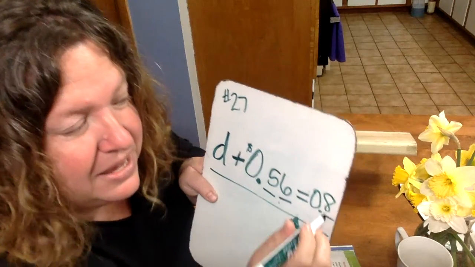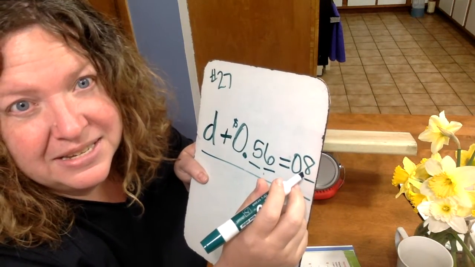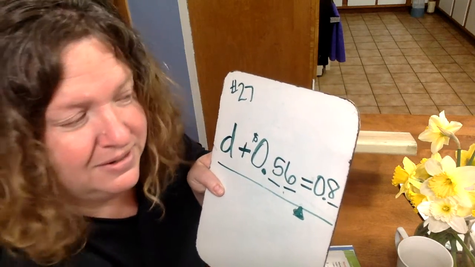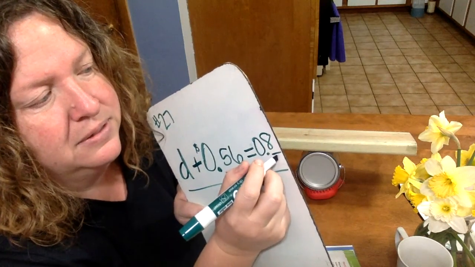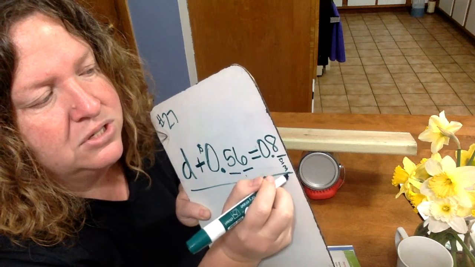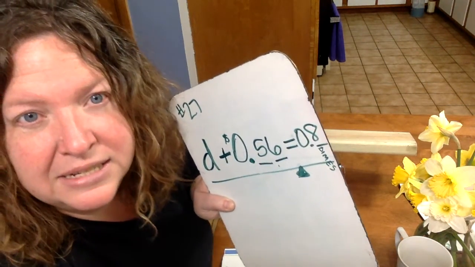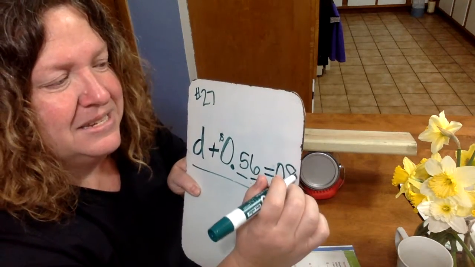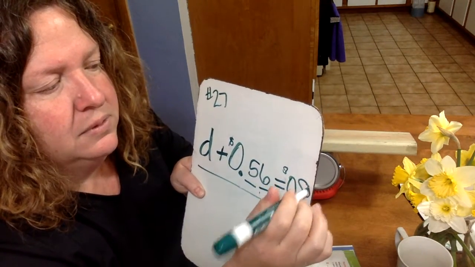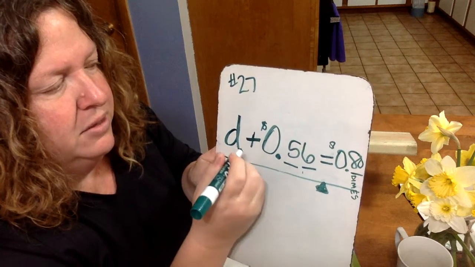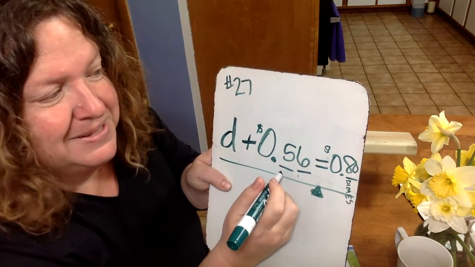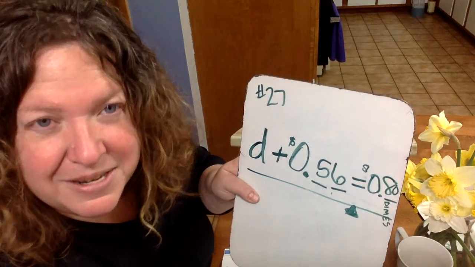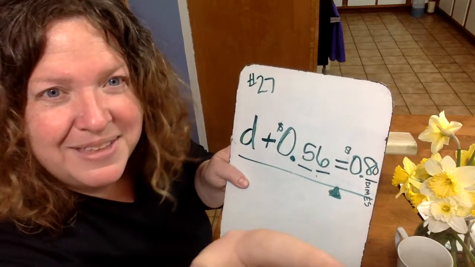What money gives us tenths? What money is worth tenths? It's dimes. So how much is 8 dimes? I hope you said 80 cents. So some amount of money plus 56 more cents equals 80 cents. Again, if you're stuck, pause and model that out.